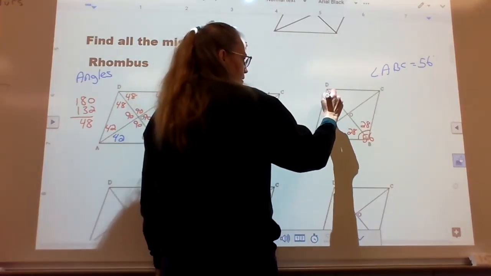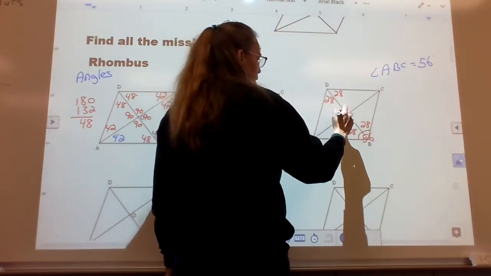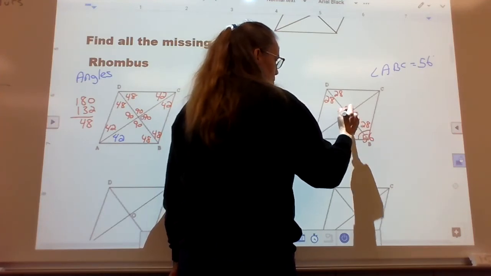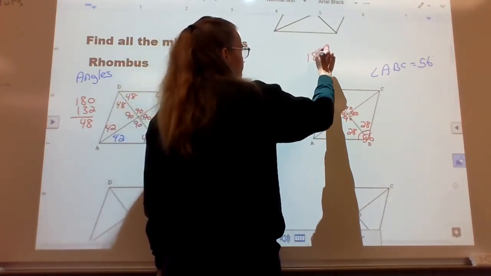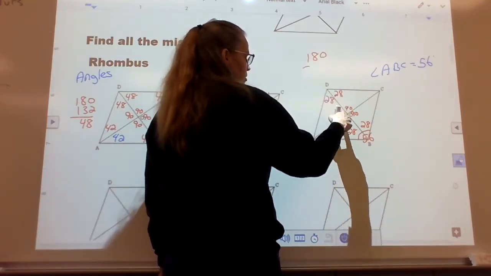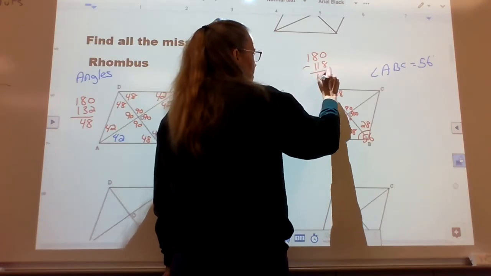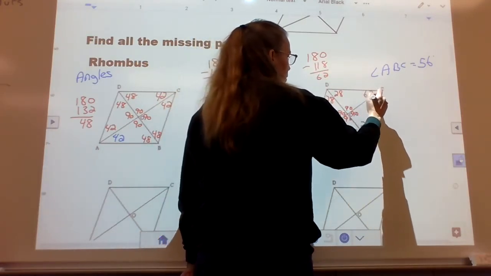So these are 28s. The middle, like I said before, are all 90s. So I can put 90s in all those. Finish the triangles. So 180 subtract 90 plus 28 is 118. I get 62. So all of these are 62s.